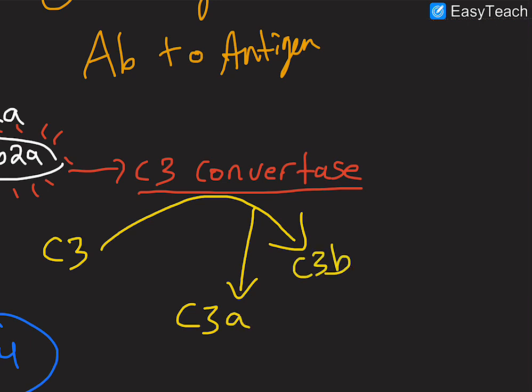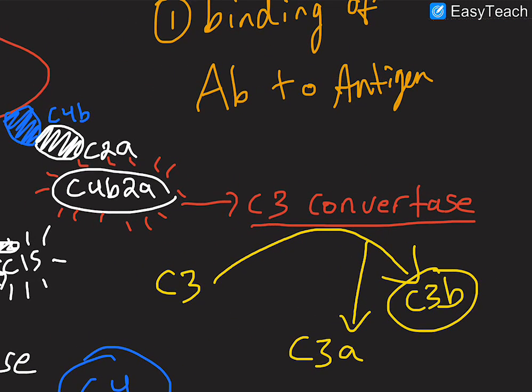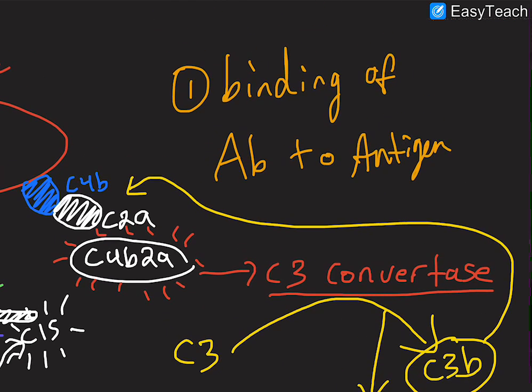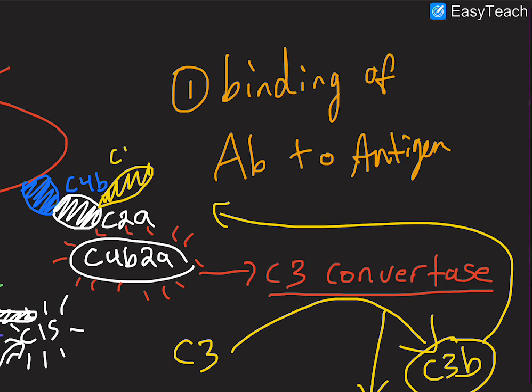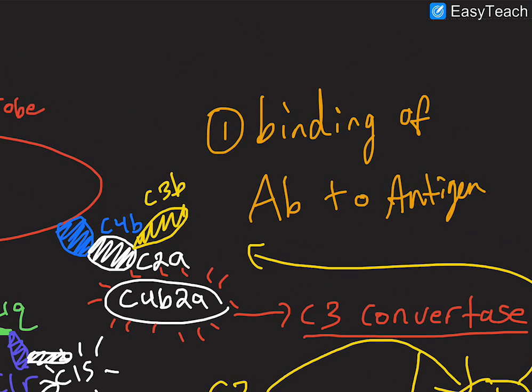Now C3b will go and bind onto C4b2a. It's going to go all the way here and bind onto the C4b2a complex, which was called C3 convertase. So let's erase this arrow, because we know where it's going now. Let's draw the arrow here. C3b will bind onto C4b2a, so now we've got C3b here, and this complex is called the C4b2a3b complex.